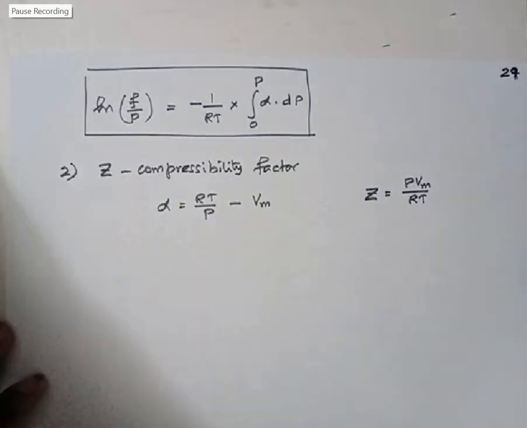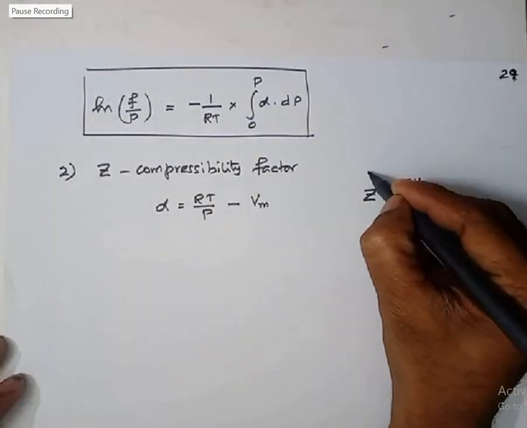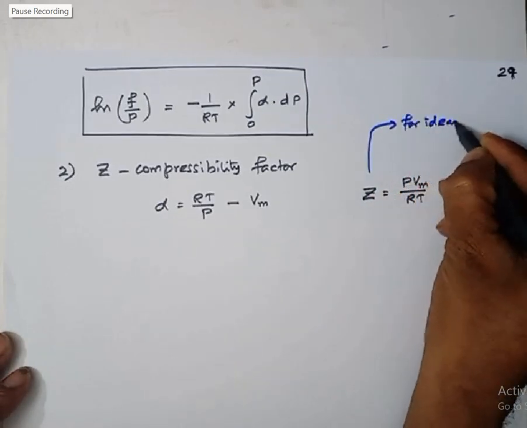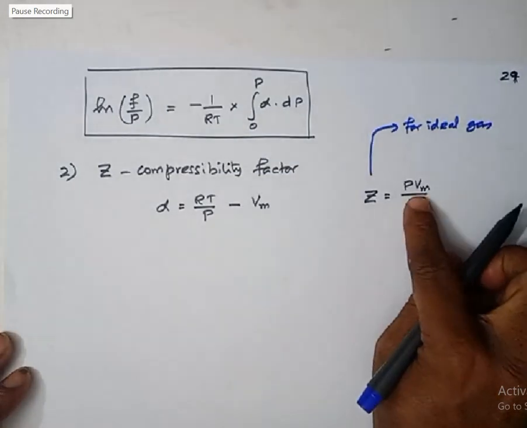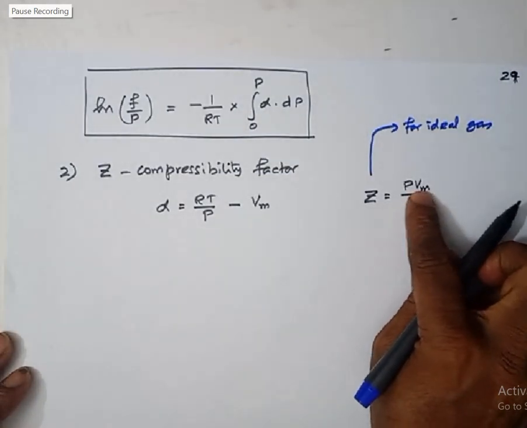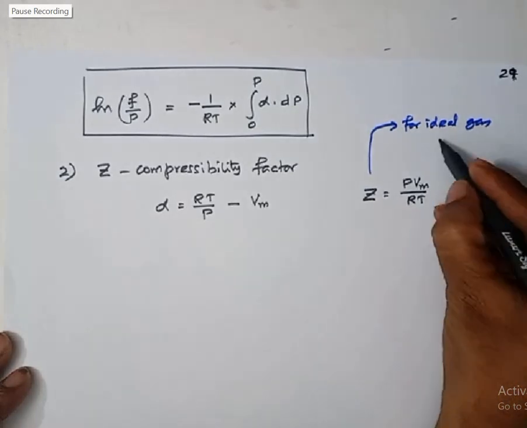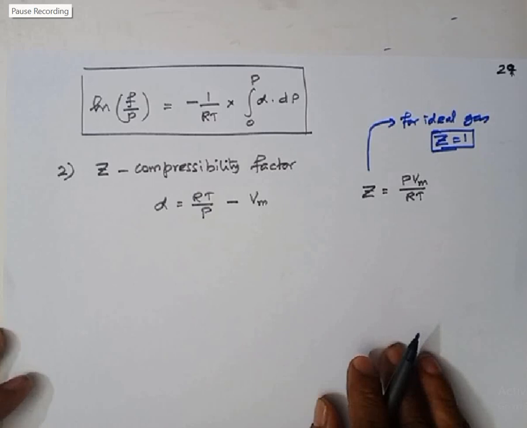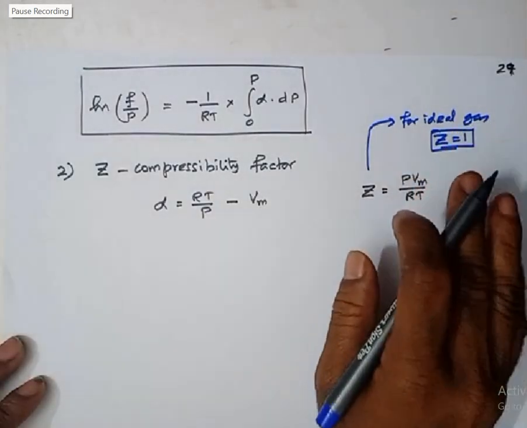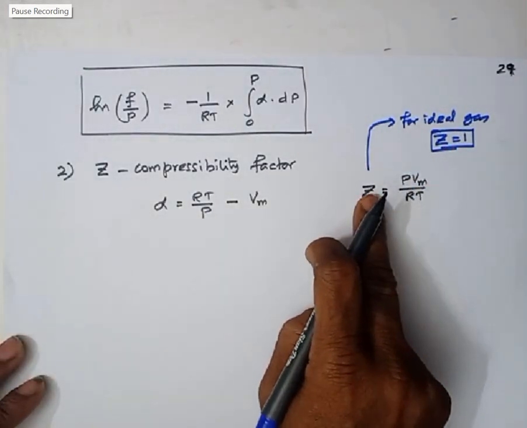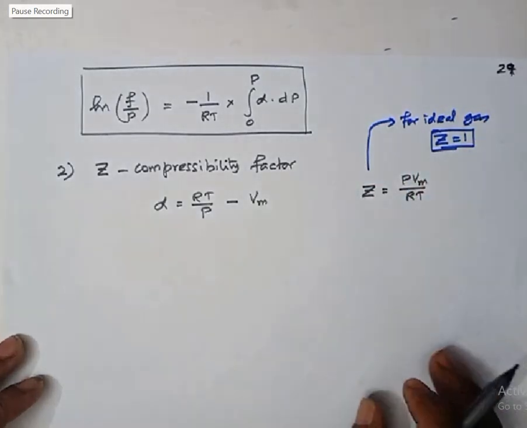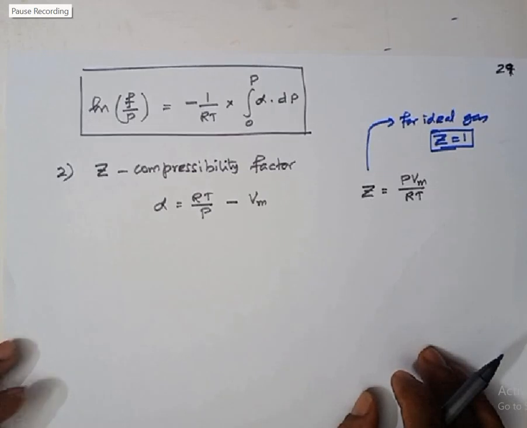And you know very well, compressibility factor for ideal gas, let me write here. For ideal gas, PVM by RT is equal to 1. So for ideal gas, compressibility factor equal to 1. Remember this, very important. For real gas, the value may be greater than 1 or lesser than 1 depending upon whether attraction exists between molecules or repulsion.